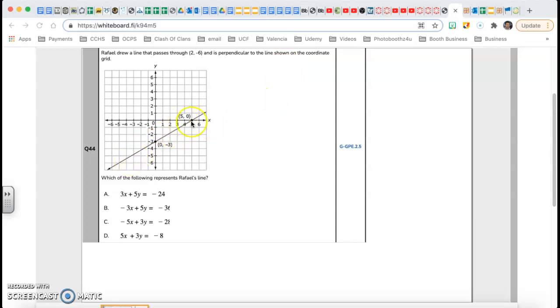Alright, so there's a line right now. Okay, points (0, -3) and (5, 0). So these are the 2 points from this line. And they're saying that Rafael drew a line that is perpendicular to this line. It went through (2, -6), somewhere around here.